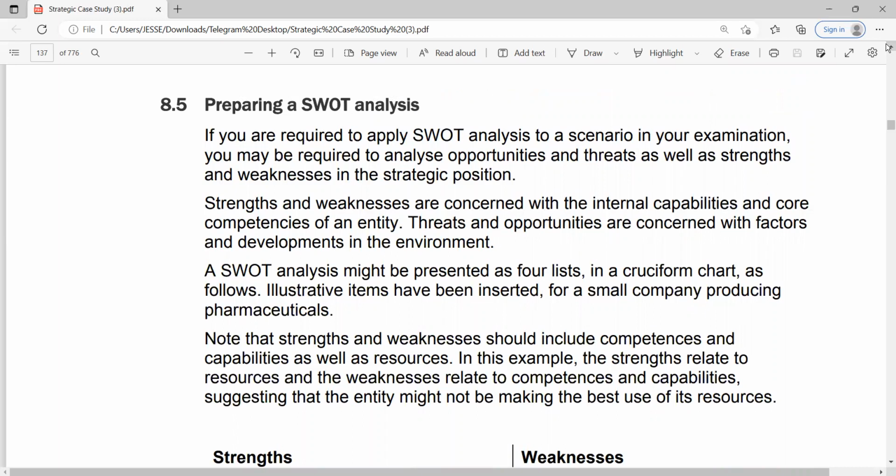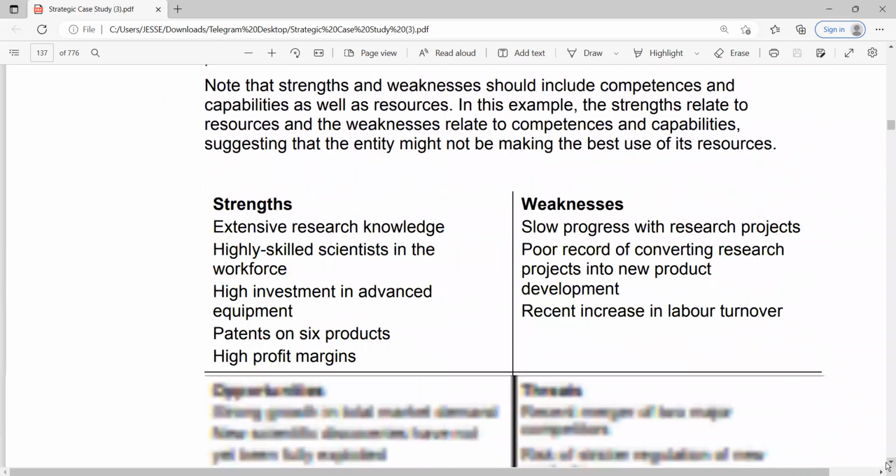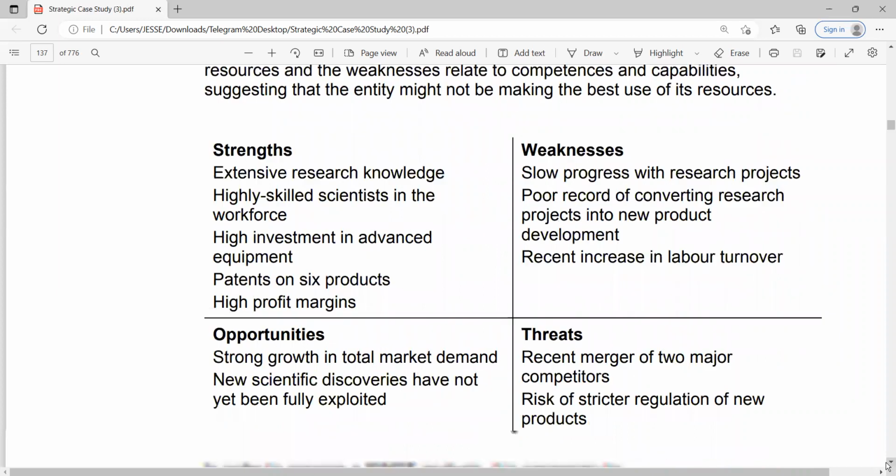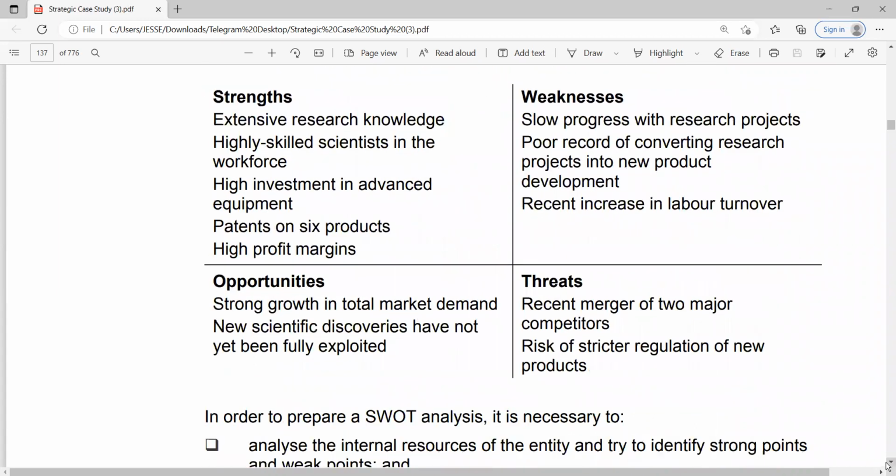When you're preparing a SWOT analysis, it's quite straightforward, right? You create a chart as you see below, and this is a typical example of a SWOT analysis. So first of all, what are the strengths of the organization? Remember that strengths and weaknesses focus on the internal environment. Opportunities and threats focus on the external environment. Very, very important.